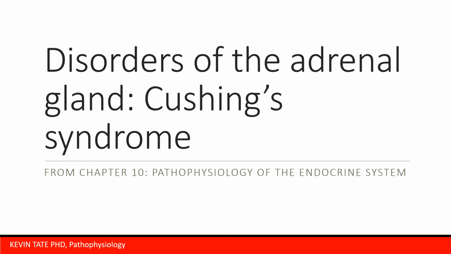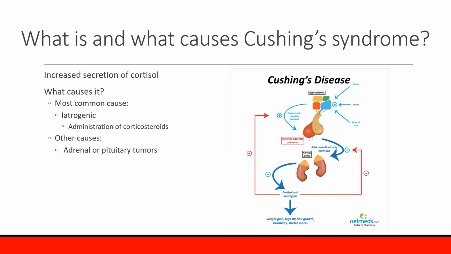All right, so continuing our discussion of disorders of the adrenal gland, we're going to be talking about Cushing syndrome. So, what is Cushing syndrome and what causes Cushing syndrome? This is going to be an increased secretion of cortisol.